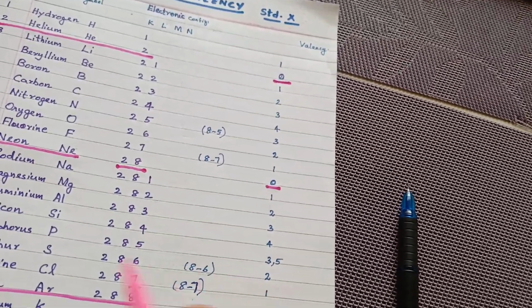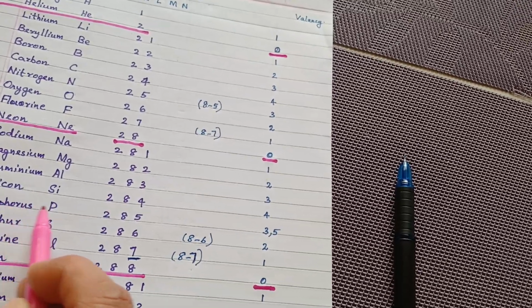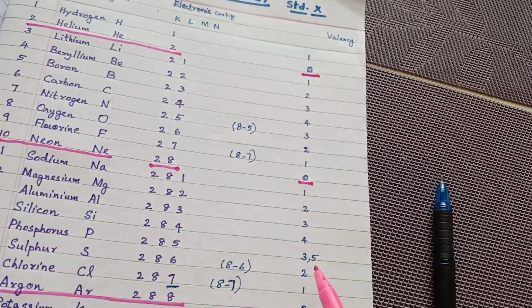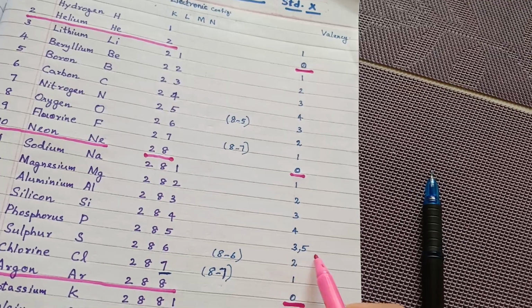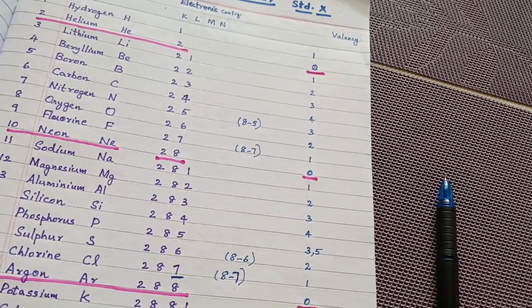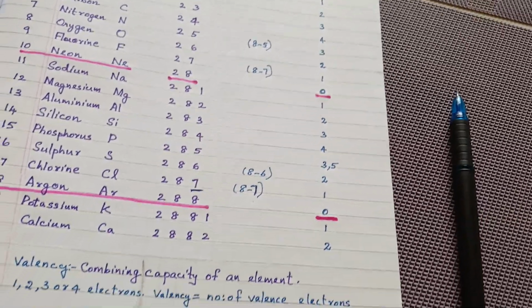Another anomalous behavior is shown by phosphorus. Phosphorus is having 3 or 5 as its valency. That you will come across in many compounds, then you will understand what it is.